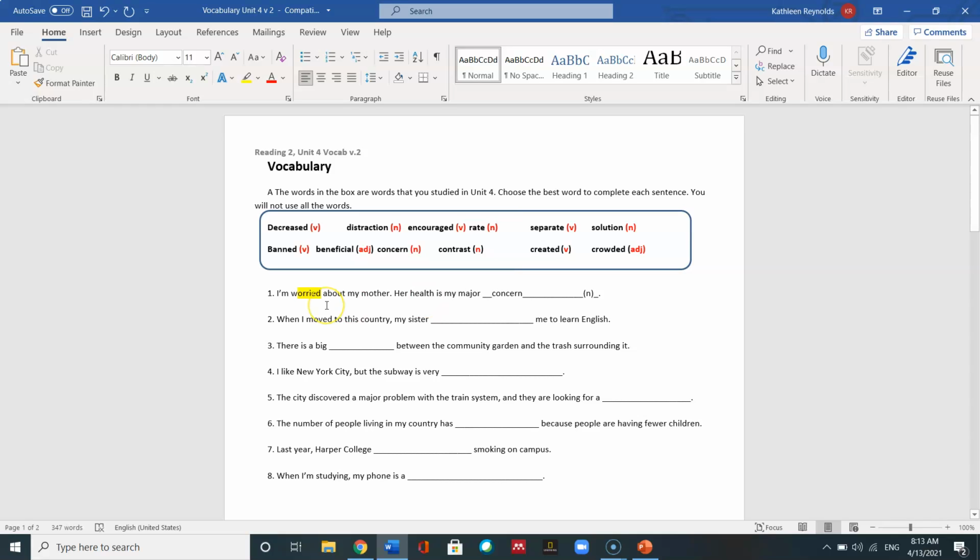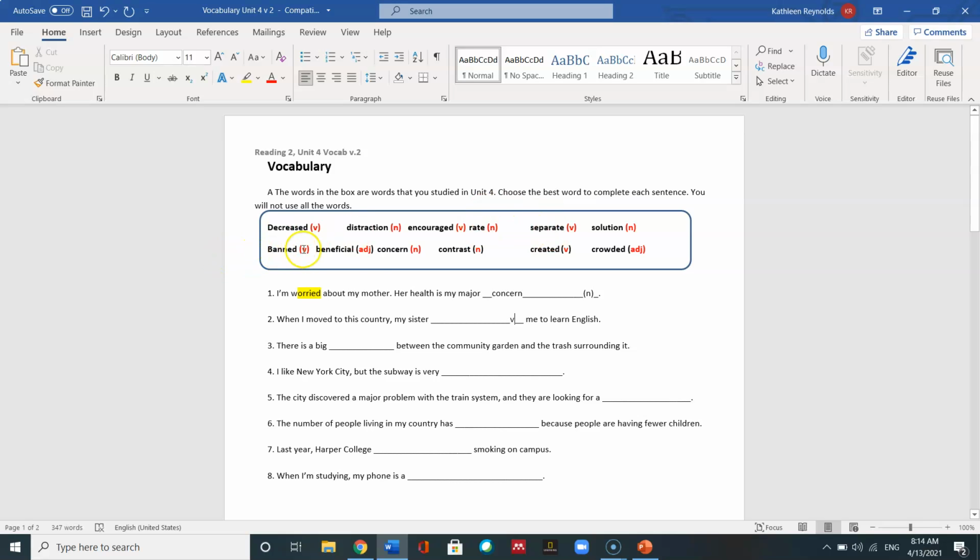Okay, and that word tells us. When I moved to this country, my sister blank me to learn English. So here we're going to need a verb, because we have a sentence with when. We have two subjects and verbs. I moved. My sister did something to me to learn English. My sister decreased me? No. Encouraged me? Maybe. Separate me to learn English? No, this doesn't have to do with separation.